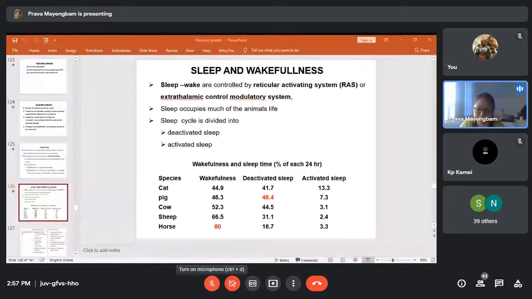Meaning is, the sleep cycle can be divided into deactivated sleep, that kind of deep sleep, something like those in the class. Sometimes what happens is... Since when does sleep occupy much of the animal's life? Is it clear now?